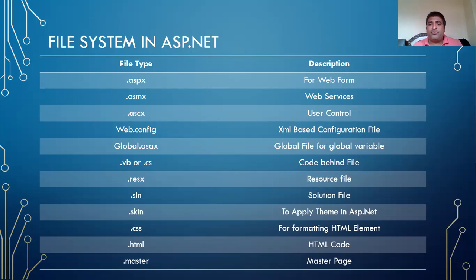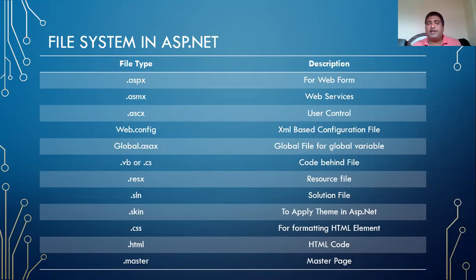Next one, the web.config file. All the configurations are stored in a web.config file. Next one is global.asax. All the global data is stored in a global.asax file. .vb or .cs, these are the code-behind files.